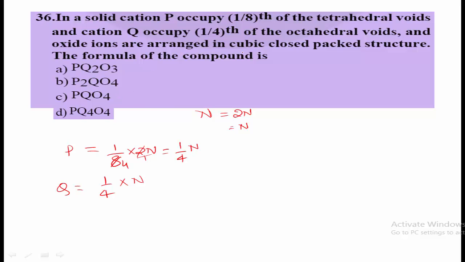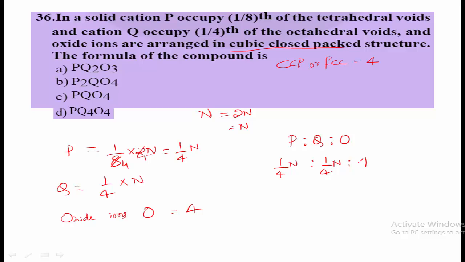And oxide ions are arranged in a cubic close packed structure. Oxide ions, let us represent them as O. Since they are arranged in a cubic close packed structure, that is nothing but CCP, or you can also call it FCC. So the number of particles in CCP or FCC is 4, and hence it is 4. Now write down the formula PQO. These are the three elements which are present. So P is 1/4 n, Q is 1/4 n, and O is 4.